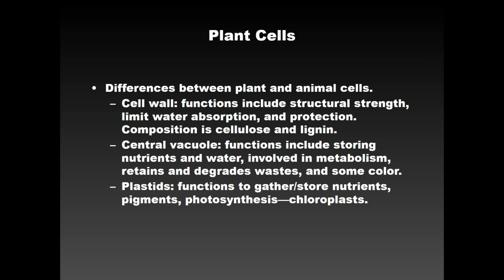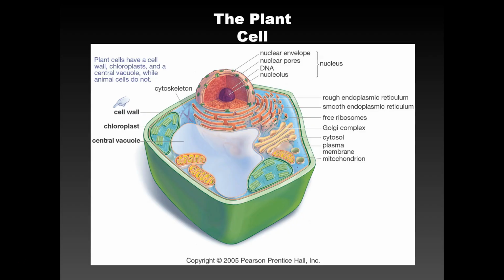Okay, cell walls, keeping that cell protected. Central vacuole, giving that cell a place to store water, giving that cell a place to store and degrade waste. And then you have plastids, which are going to help you to actually be able to create sugars that you can then turn around and use to create energy for yourself.